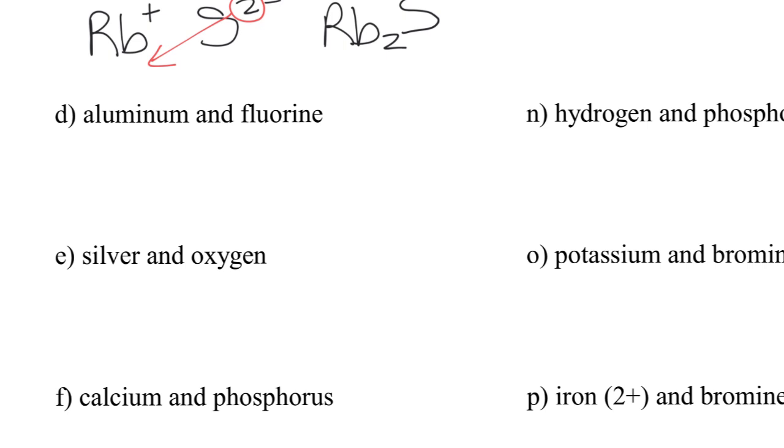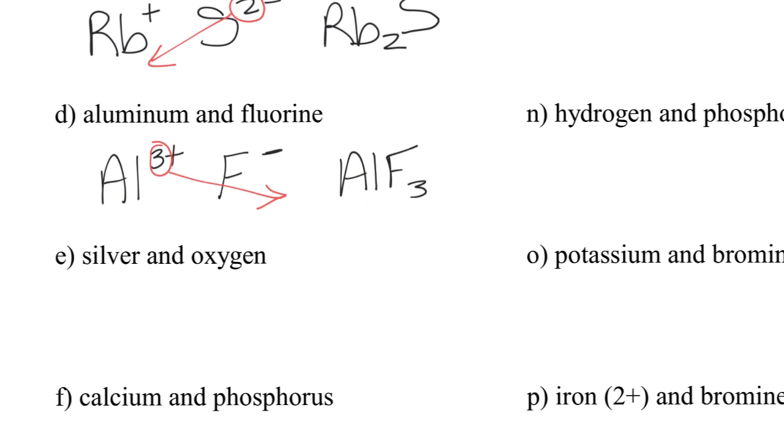Okay, let's look at aluminum and fluorine. Aluminum has a 3+ charge and fluorine has a 1- charge. So this time we're going to take the 3 and move it over here, but there's nothing on the fluorine to crisscross back over. So this one, we have AlF3. Okay, so let's go on a little bit further.